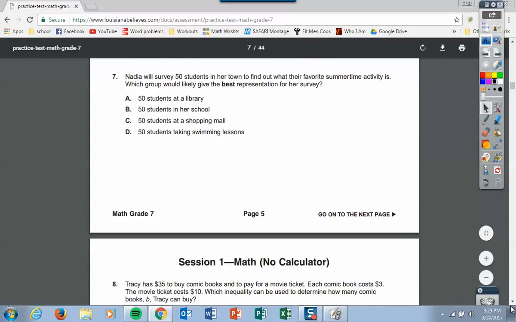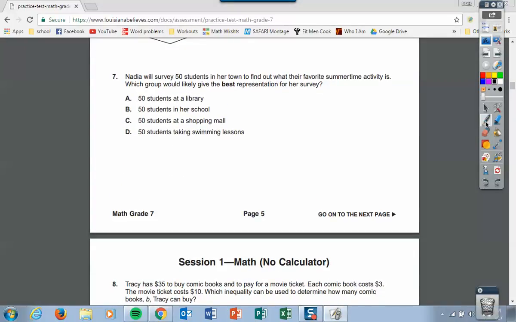Now you survey 50 students in our town to find out what their favorite summertime activity is. Which group would likely give the best representation for her survey?